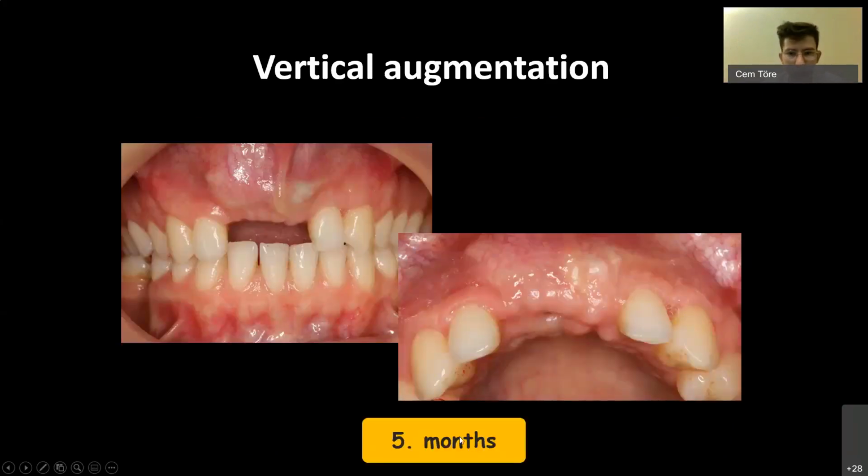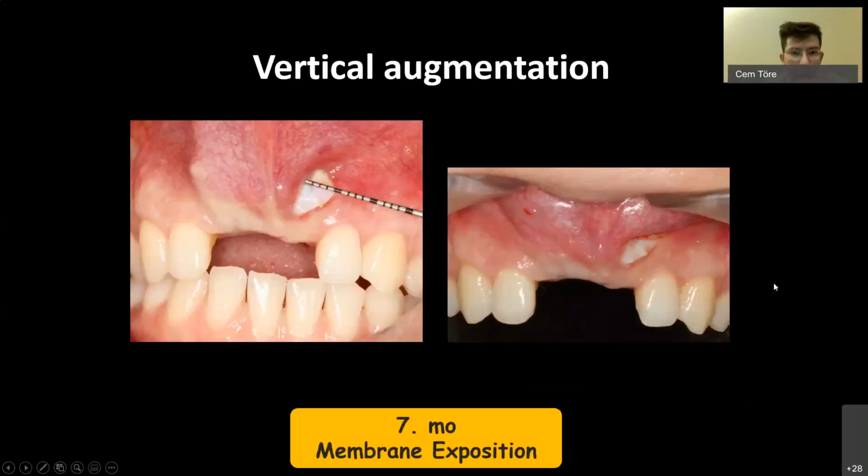After 5 months of healing, this is what we saw. The healing was uneventful, no infections, but at the fifth month, we were kind of at the 21 area. We are kind of seeing the shadow of the membrane. And on the 7th month, we could fully see the membrane.